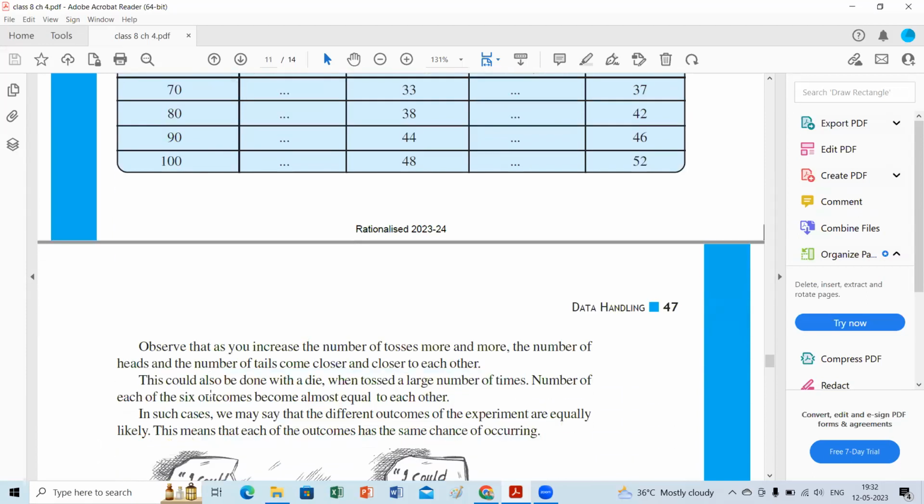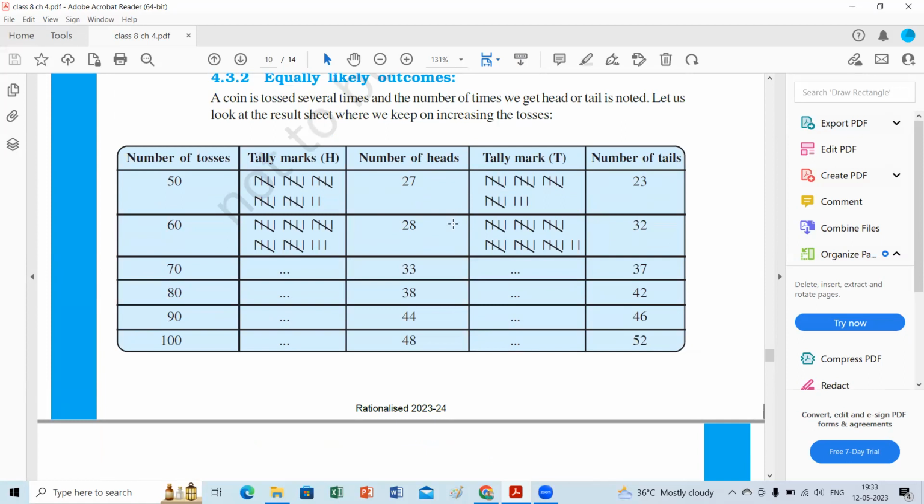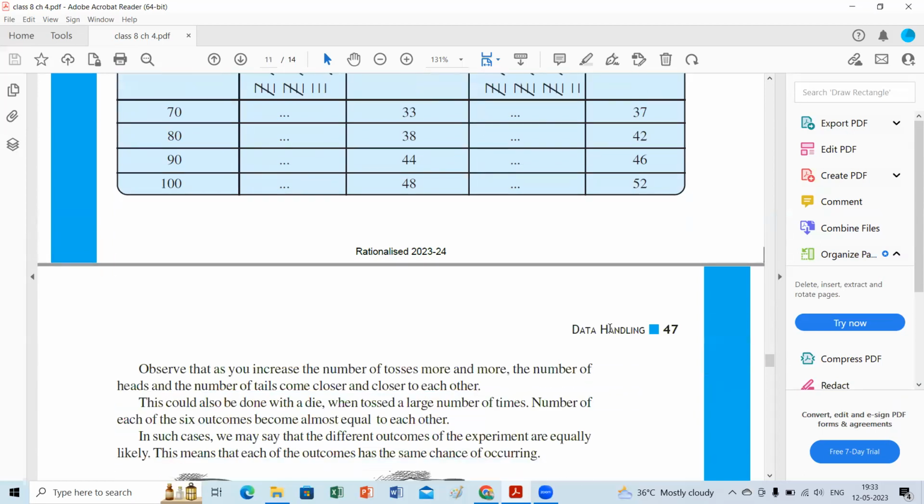From this, what you can observe is that as you increase the number of times more and more, the number of head and tail outcomes come closer to each other. Yes or no? Earlier it was 27 and 23, then 28 and 32, 33 and 37, 38 and 42, 44 and 46, then 48 and 52. What is your observation, children? It is very close. If you increase the number of times you toss a coin, the chances are almost equal. It's not exactly equal, almost equal.